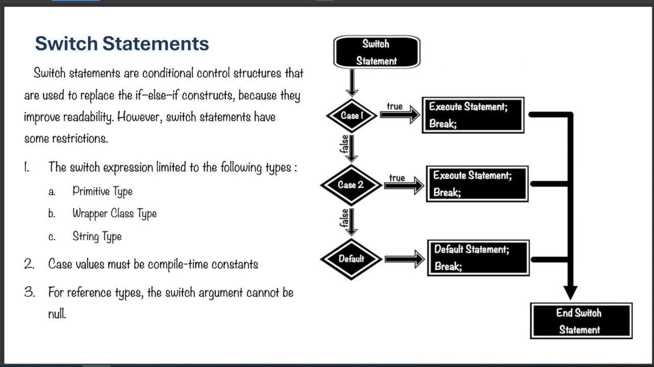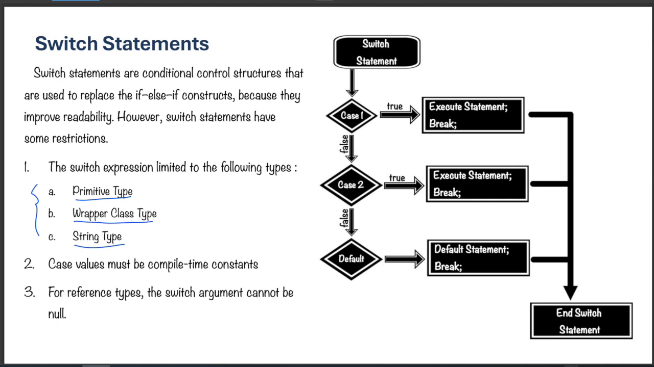Here we have switch statements, which are conditional control structures that are used to replace if-else-if constructs because they improve readability. However, switch statements have some restrictions. The switch expression is limited to the following types. The switch expression can use primitive types, it can use wrapper classes of the primitive types, or it can use a string type.